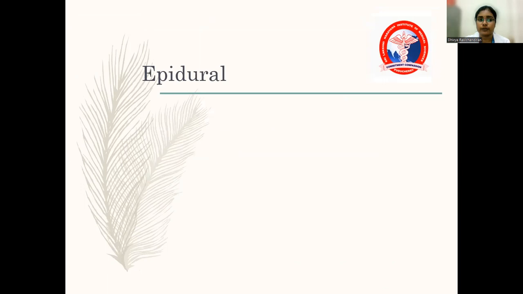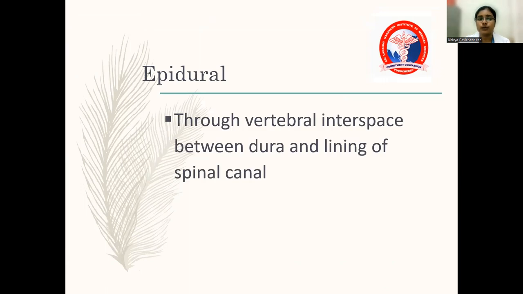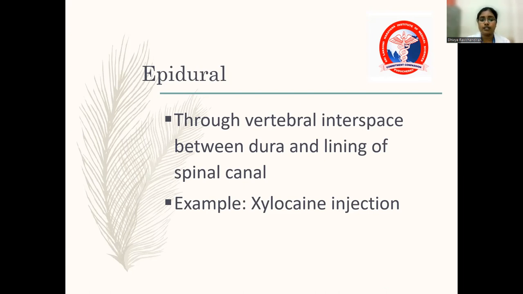Next is epidural. Here the drug is given through the vertebral interspace, between the dura and the lining of your spinal cord. An example is xylocaine injection. The most common use nowadays of epidural injection is for vaginal delivery, so it decreases the pain. Here the catheter is placed in the epidural space, and whenever the patient is in pain, they inject a drug. The catheter is left behind, so whenever you need, you can inject the drug and the patient can be relieved of the pain. It's also mainly given to some cancer patients to relieve pain.